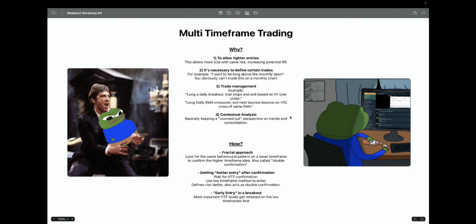Third, trade management. This is a very simple one, and I think it gets overlooked. So, managing your trades while you're in them. And here's 2 examples. And these are system ideas. Anyone who keeps asking me about system ideas, there you go. There's 2 free system ideas. Try those out. So, long a daily breakout and trail stops and exit based on a 1 hour over-under.